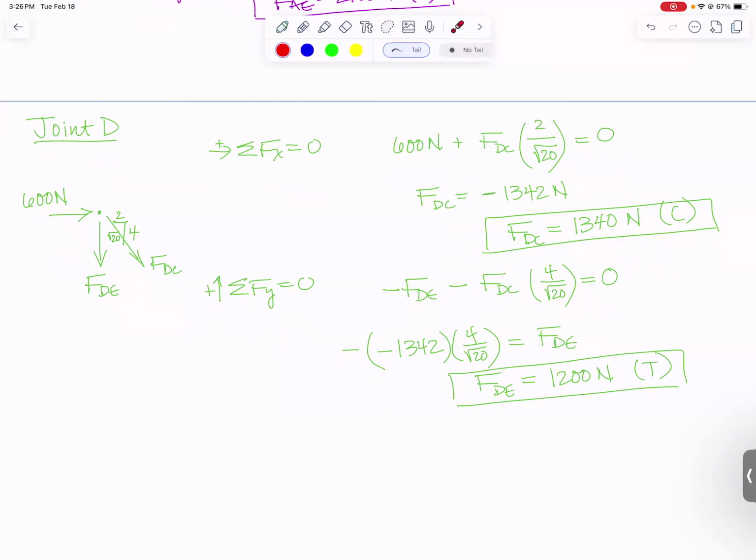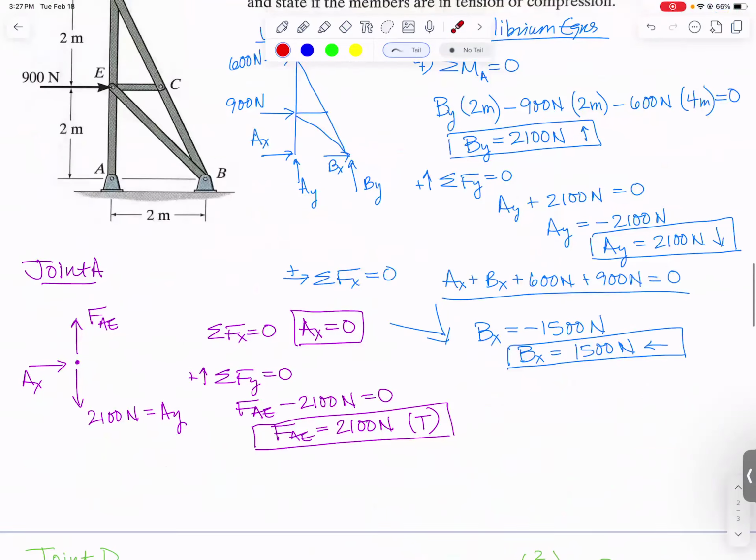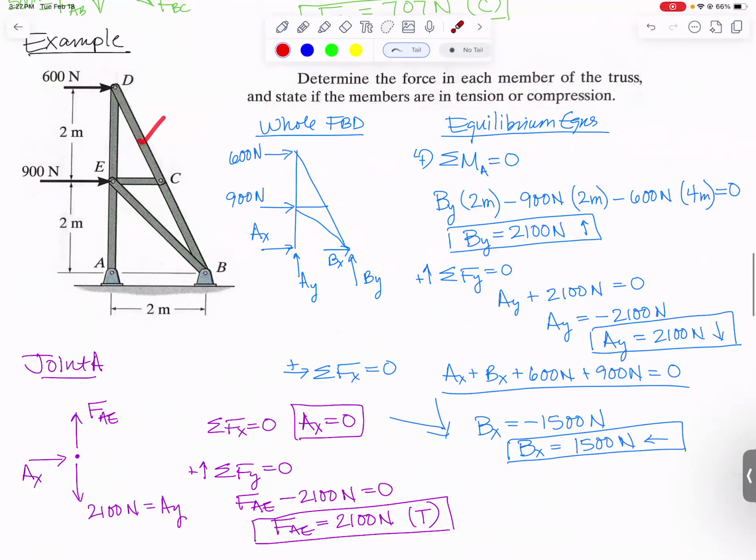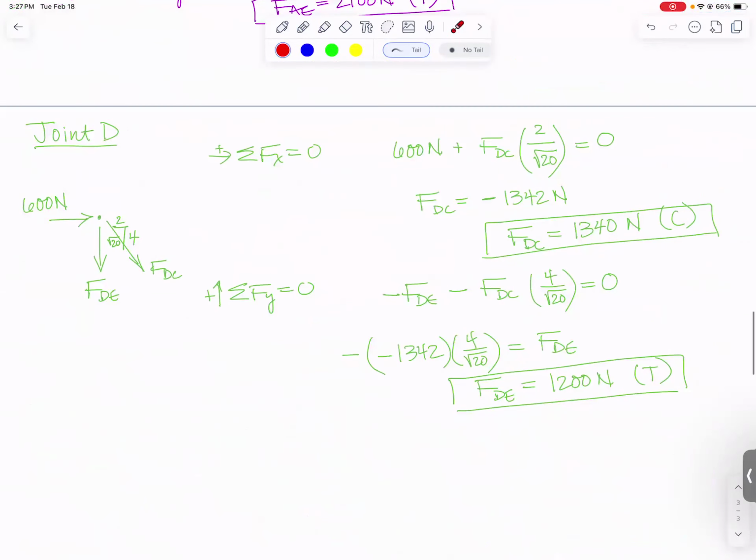So what that means is my 600 Newton load to the right means that FDC actually has to go upwards so that it contributes a leftward force in the x direction to counteract the 600. And then that means FDC will have an upward y component to counteract the downward y component from FDE. So we're making good progress. We've got 3 of them solved now. The next joint that I thought made sense to work on, because now I know FDC, I think if I move down to joint C, I'll be able to find these other 2. So let's do joint C.